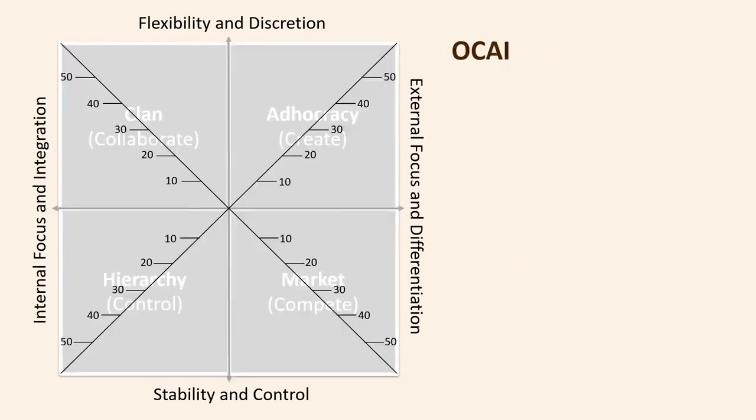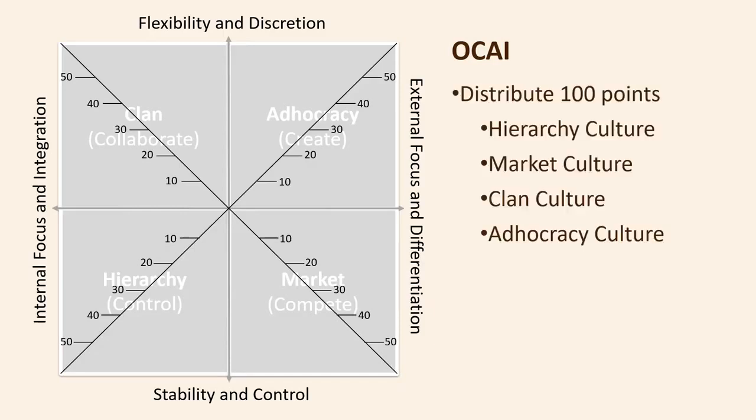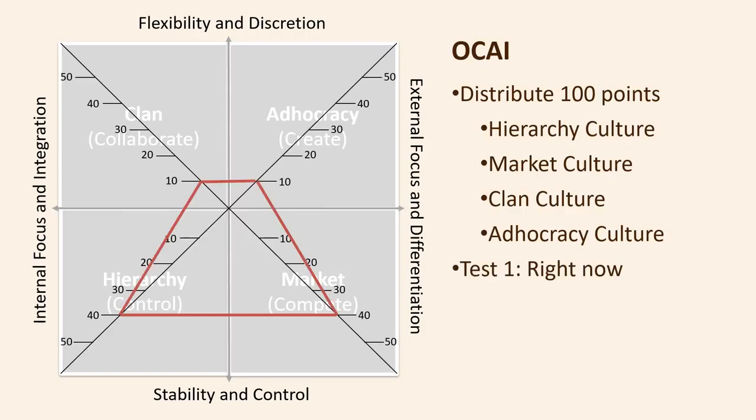Now, we are going to present a short introduction to the Organisational Culture Assessment Test, for short called OCAI. The test consists of two parts. In both parts of the test, you must distribute 100 points on the 4 cultures that are in the model. The first part of the test shows where your culture is placed right now, and the second part of the test shows where you prefer the organisation to be placed in the future.